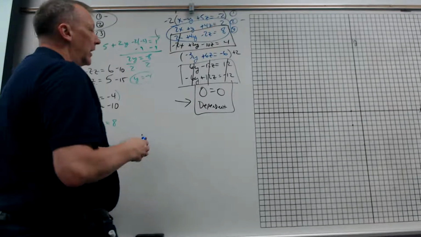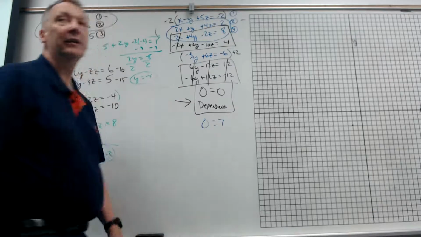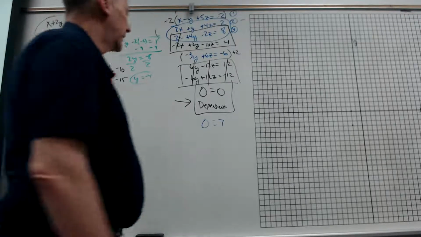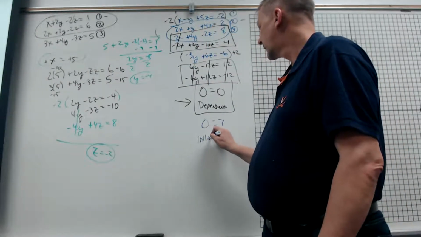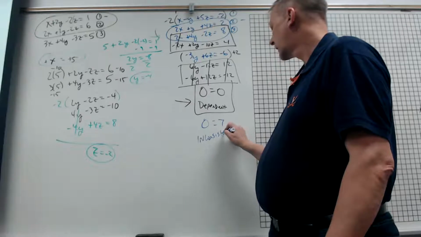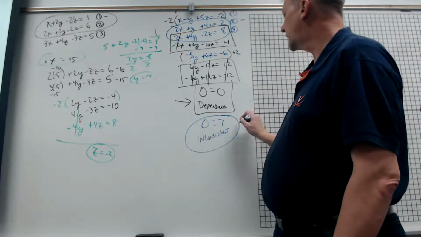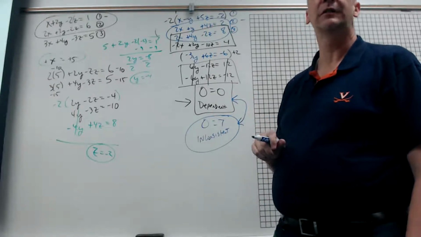Now, if I had gotten 0 equals 7, what would we do in that situation? What'd you say? Like it's not a real solution. Yeah, so the answer, if you get something like this, is going to be inconsistent. Okay? So make sure you understand the difference between a dependent situation and an inconsistent situation.